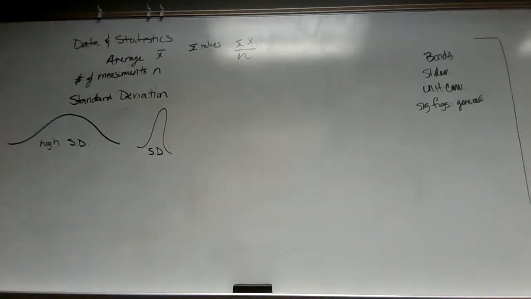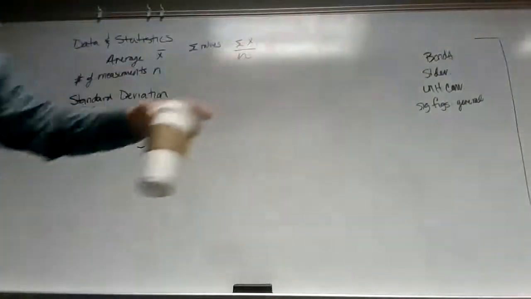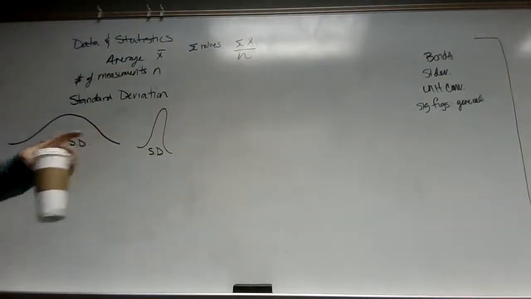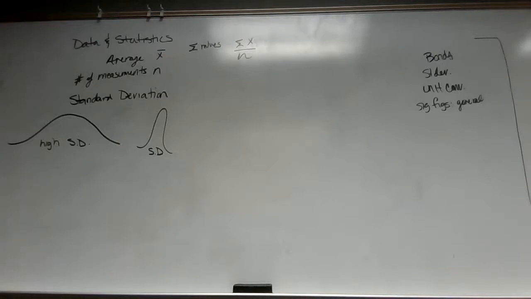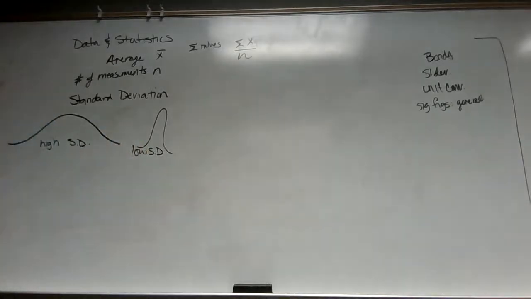If you guys covered accuracy and precision, what could you say about these two graphs using those terms? Is one of them more accurate than the other? Is one of them more precise than the other? Any ideas?